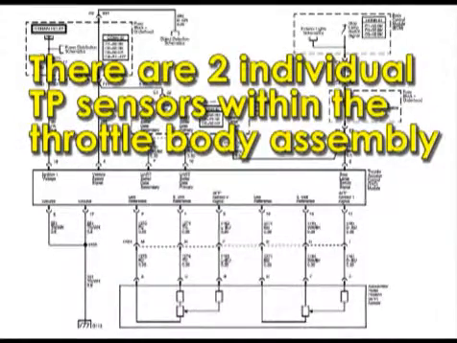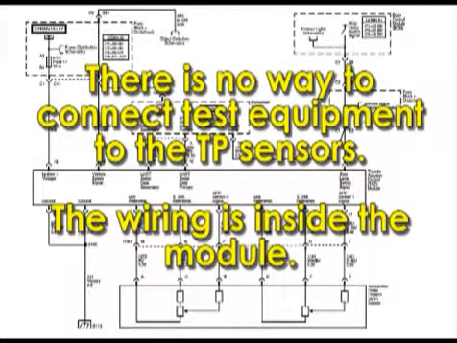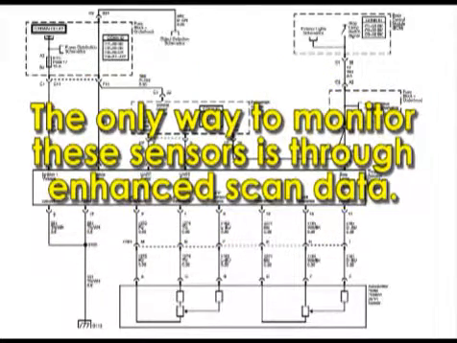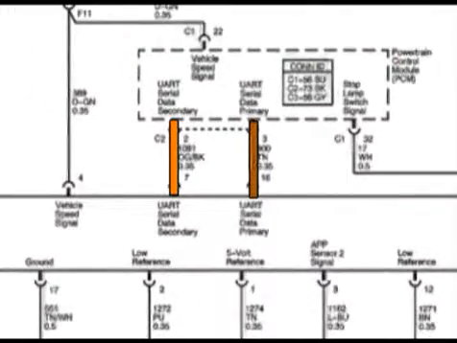There are two individual TP sensors within the throttle body assembly that are used to determine the throttle plate angle. TP sensors provide the PCM with a signal voltage proportional to throttle plate movement. Both TP sensor signal voltages are low at closed throttle and increase as the throttle opens. A word of caution: there is no way to connect test equipment to the TP sensors. The wiring is inside the module. The only way to monitor these sensors is through enhanced scan data. The TAC module provides diagnostic information to the PCM through primary and secondary UART signal data lines.